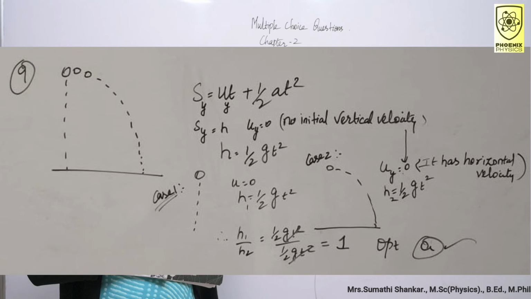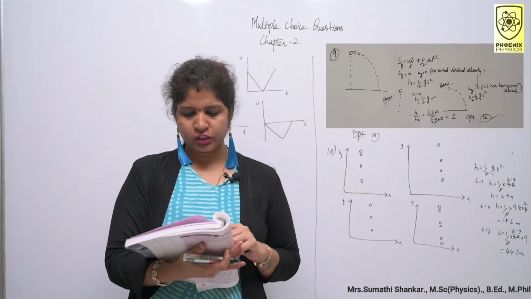For the first case, instead of s you substitute h, and instead of u you substitute 0. So your final result is h is equal to half gt square. This is h1. In case 2, same, the initial velocity is 0. Substitute in this formula, and you get h2 is equal to half gt square. Then you find the ratio h1 by h2. You get the answer as 1. Option A is correct.